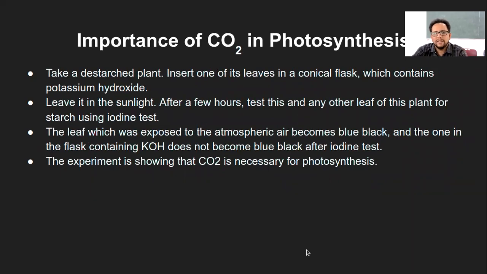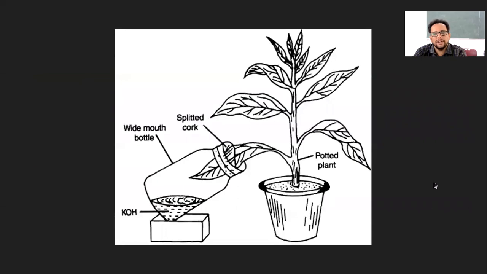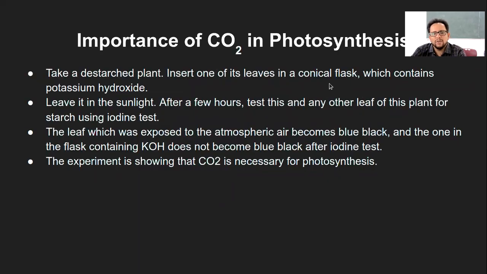The second experiment is the importance of carbon dioxide in the photosynthesis reaction. In this case, again you take a plant, and one of the leaves of this plant is inserted into a conical flask which has potassium hydroxide. Again, remember we have to take a de-starched plant. That means this plant has already been kept in the dark room for some time so that the starch is depleted, and then you immediately take it for the experiment. So that is the meaning of this.